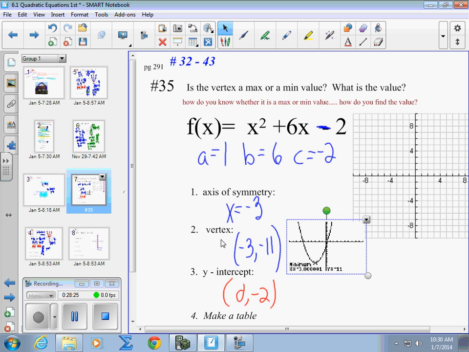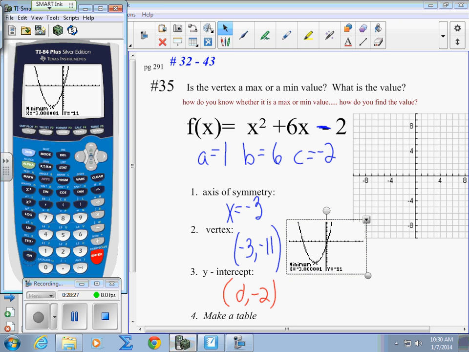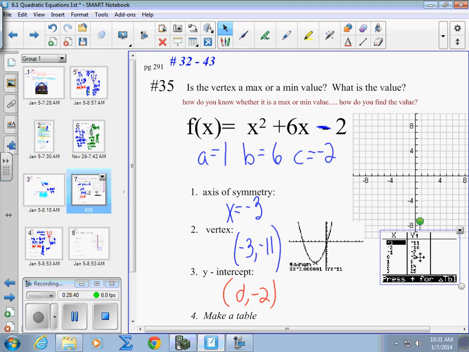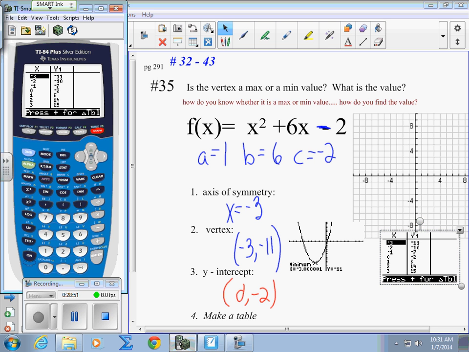If we wanted to look at the table, we would hit second, graph, the table, and you see where I have a table. You can plot these points. Now let's go with these points. I'm going to hit second quit. Go to program. Plot.